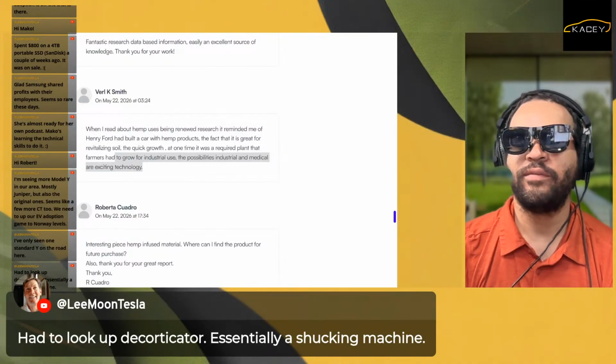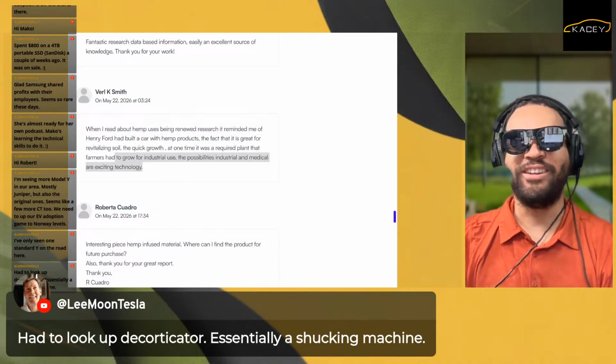How to look up a decortator? Essentially a shucking machine. Okay, I was wondering as well. Thank you.